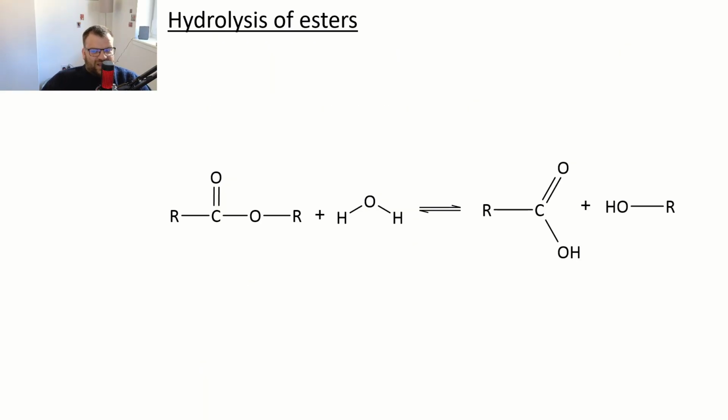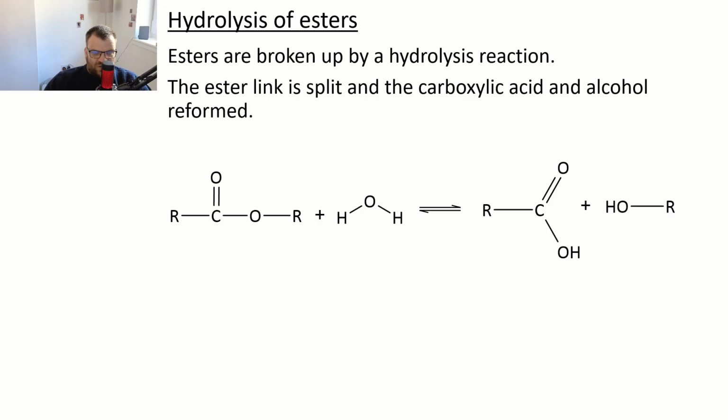When it comes to breaking apart the ester back into the acid and the alcohol, we use a hydrolysis reaction. So we're splitting up that ester link and we're reforming the original chemicals. Often done with water, but we can do it with other chemicals.